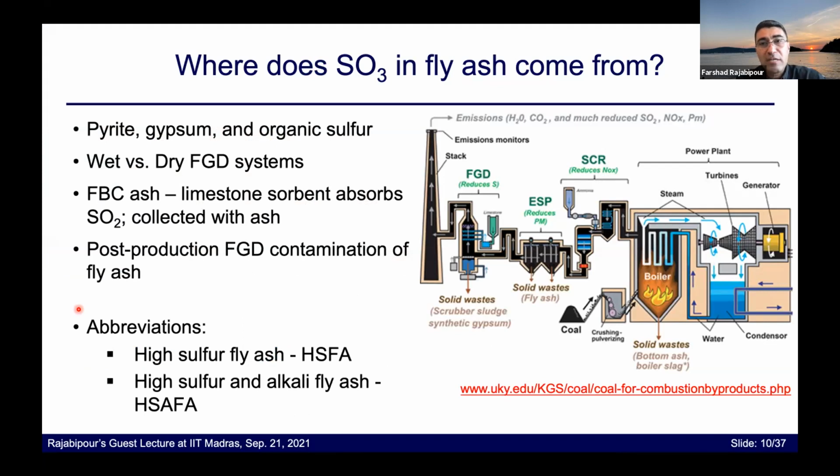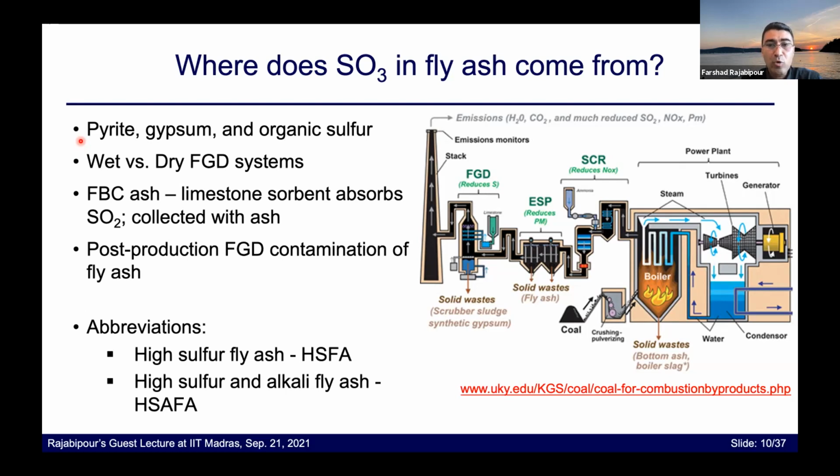The question is, where does SO3 in fly ash come from? The short answer is it comes from coal. Coal can contain pyrite, gypsum, or organic types of sulfur, which when coal is combusted, are oxidized in the form of SO2 or SO3 gas, and they are emitted from the smokestack or the flue gas. The air emission regulations essentially cap the amount of SOx that can be emitted, because it's highly hazardous and causes acid rains and other problems.